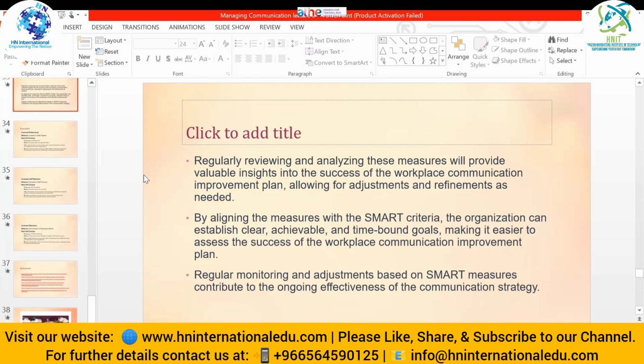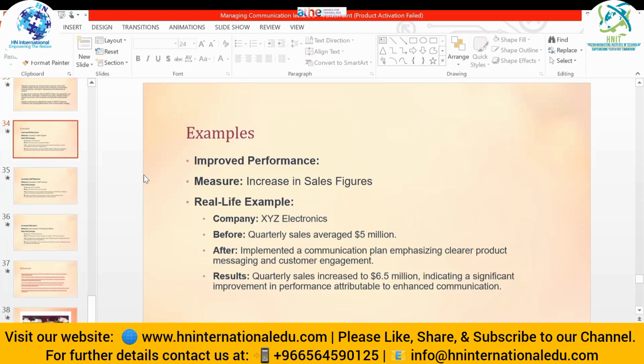By aligning the measures with the SMART criteria, the organization can establish clear, achievable, and time-bound goals, making it easier to assess the success of the workplace communication improvement plan. Regular monitoring and adjustment based on the SMART measures contribute to the ongoing effectiveness of the communication strategy. These are the examples according to the points which were mentioned in the indicative content.